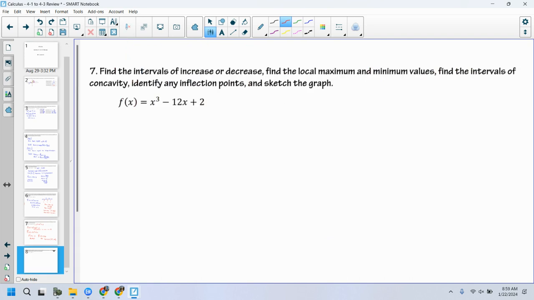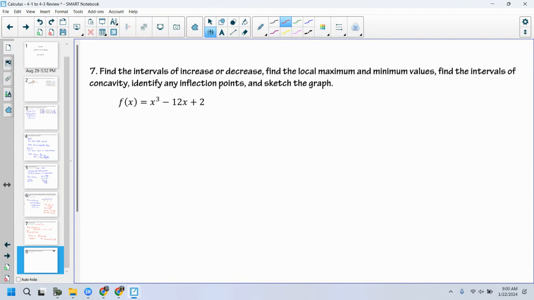And our last one, the big guy. I'll reserve a whole page for these ones, whenever it's on a quick test. Let's give you a whole blank page for it. Find the intervals of increase, decrease, find the local maximum, minimum values, find the interval of concavity, identify any inflection points, and then sketch the graph. Basically, do everything that we've learned. All the stuff. Do all the things.